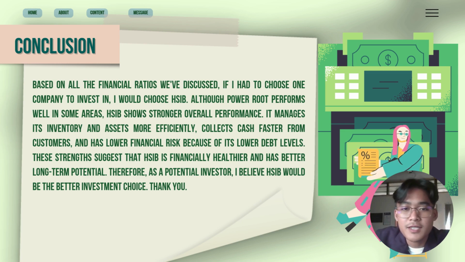Lastly, for the conclusion, based on all the financial ratios we have discussed, if I had to choose one company to invest in, I would choose HSIB. Although Power Root performs well in some areas, HSIB shows stronger overall performance. It manages its inventory and assets more efficiently, collects cash faster from customers, and has lower financial risk because of its lower debt levels. These strengths suggest that HSIB is financially healthier and has better long-term potential. Therefore, as a potential investor, I believe HSIB will be the better investment choice.